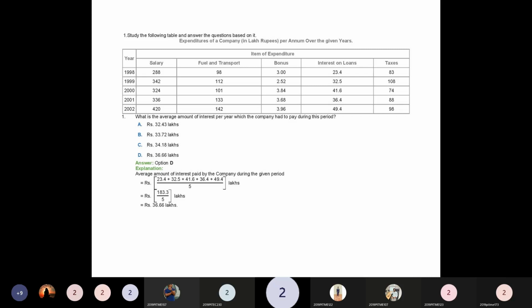First question: what is the average amount of interest per year which the company had to pay during the period? They're asking the average interest paid for loans. So now you take the amount paid in all the years 1998 to 2002. Average means you take the given data and divide by the number of years, which gives you the average.